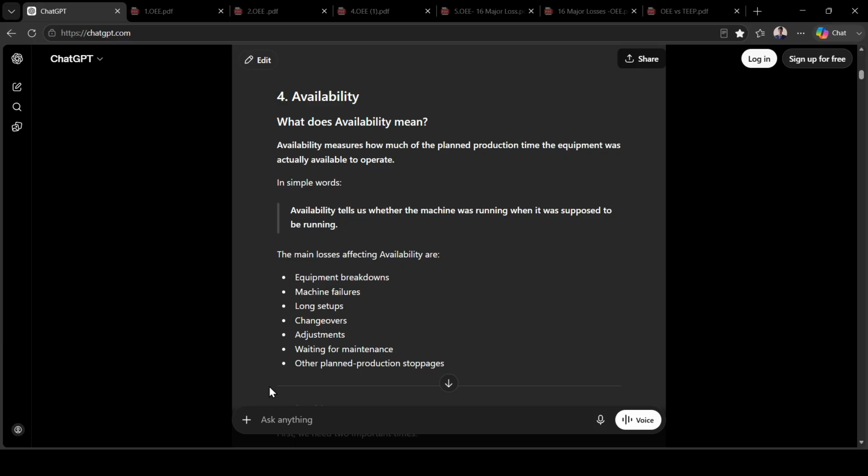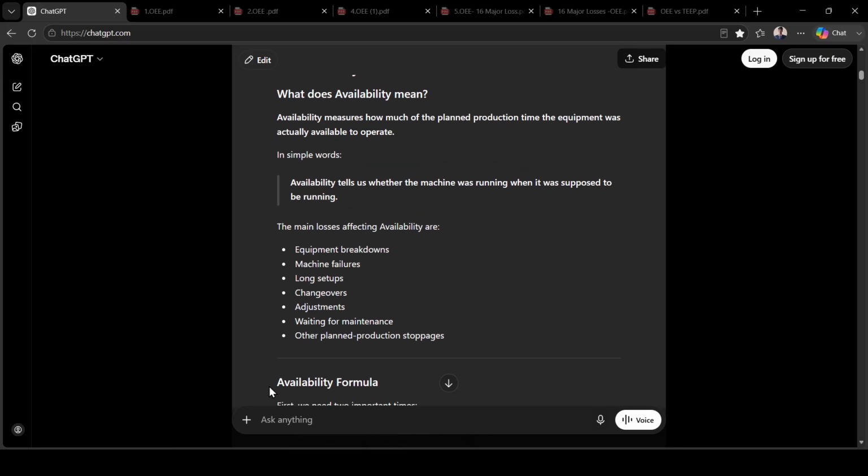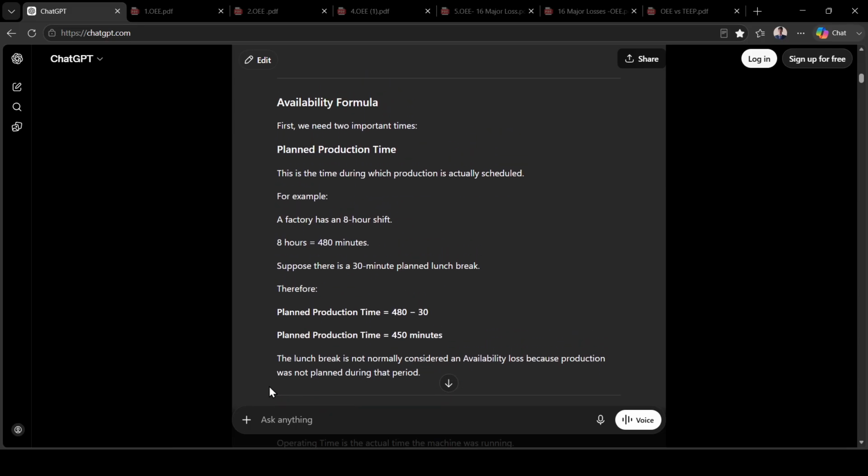The main losses affecting availability are equipment breakdowns, machine failures, long setups, changeovers, adjustments, waiting for maintenance, and other planned production stoppages. For the availability formula, first we need two important times. Planned production time, and this is the time during which production is actually scheduled.